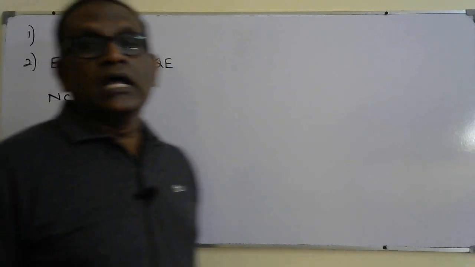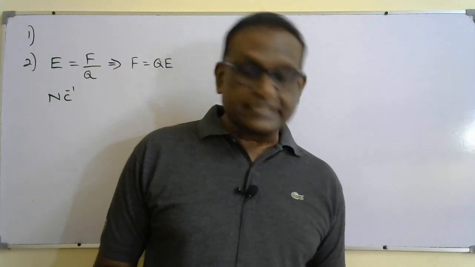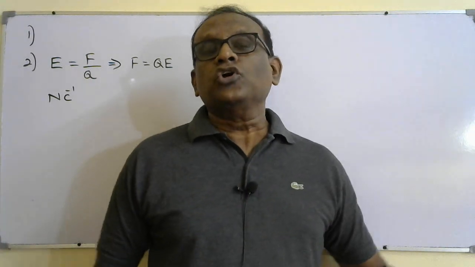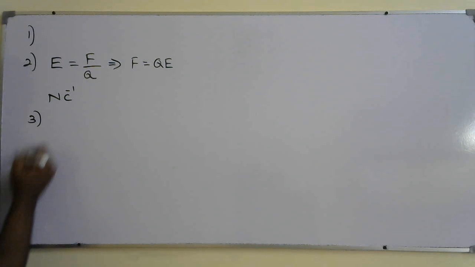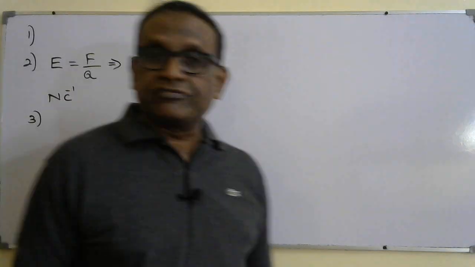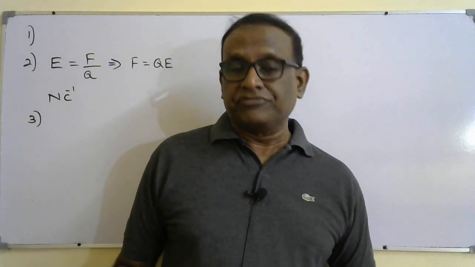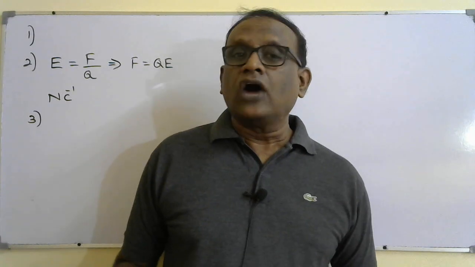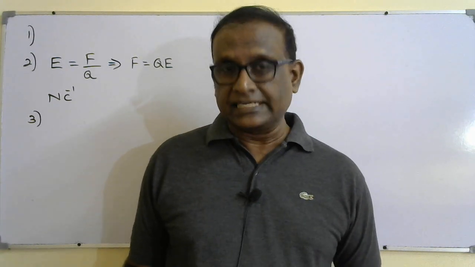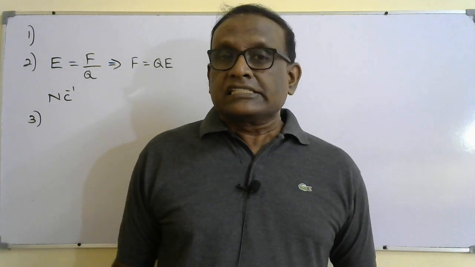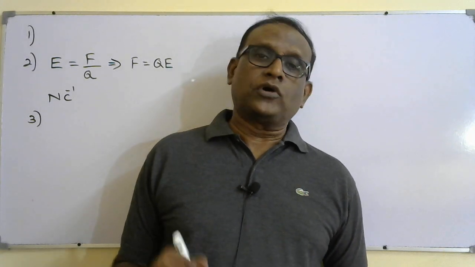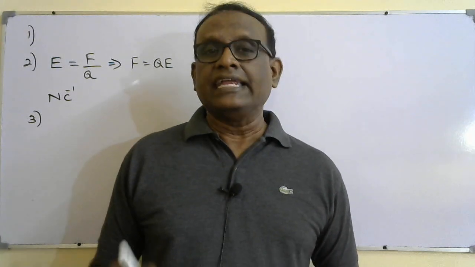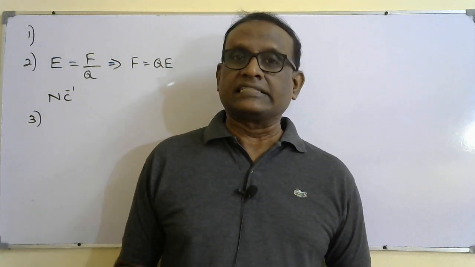Also you must know the electric field strength is a vector quantity. So how do we define the direction of the electric field? You must know that. The direction of the electrostatic force acting on a positive test charge indicates the direction of the electric field strength at a point.